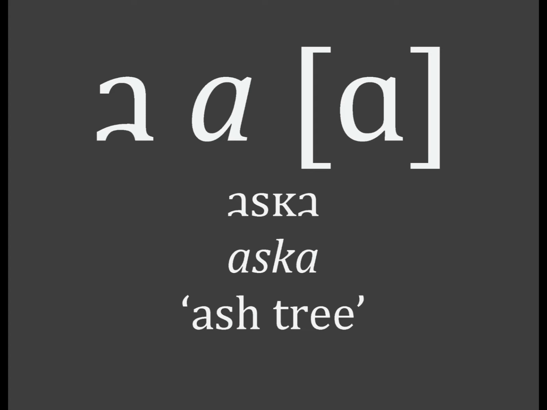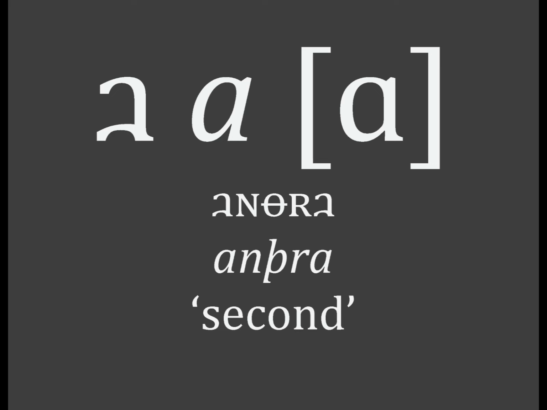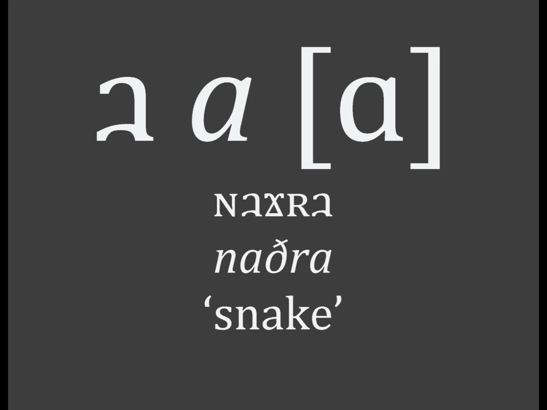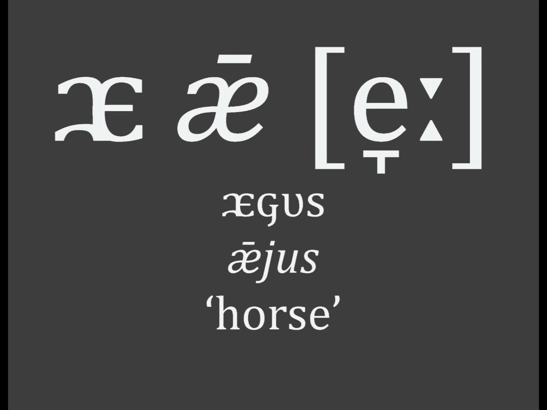Aska means ash tree. It makes an unrounded low back vowel sound, like the A in father. In transliteration, it is represented by the letter A. Avoid the temptation to pronounce it as a schwa when it is unstressed. Anthra, second. Rajna, house. Nadra, snake. Specifically, this is any kind of venomous snake. A non-venomous snake is called vrops.